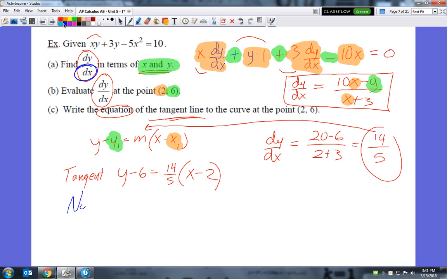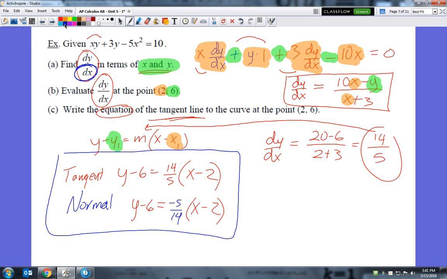Last but not least, if I asked you what would the normal line be, it's going to be the same thing. y minus 6 is equal to the slope times x minus 2. The only difference is that the slope is now the negative reciprocal, and that's what would be if I asked you what's the equation of the normal line.